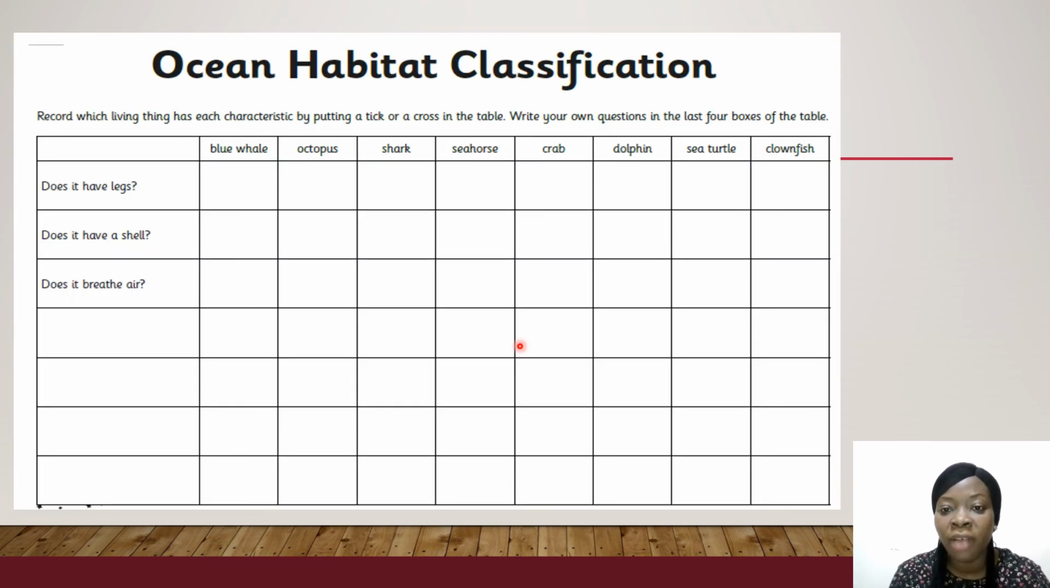Now, it's your turn to have a go. Remember, recently we've been learning about animals in the sea, right? Now, record which living thing has each characteristic by putting a tick or a cross in the table. Then write your own questions in the last four boxes of the table. This is for you to have a go. Does it have legs? Does it have a shell? Does it breathe air? Now think about your own questions and include them here as well. We are using the blue whale, the octopus, the shark, the seahorse, the crab, the dolphin, the sea turtle, and the clownfish. Go ahead and have a go.